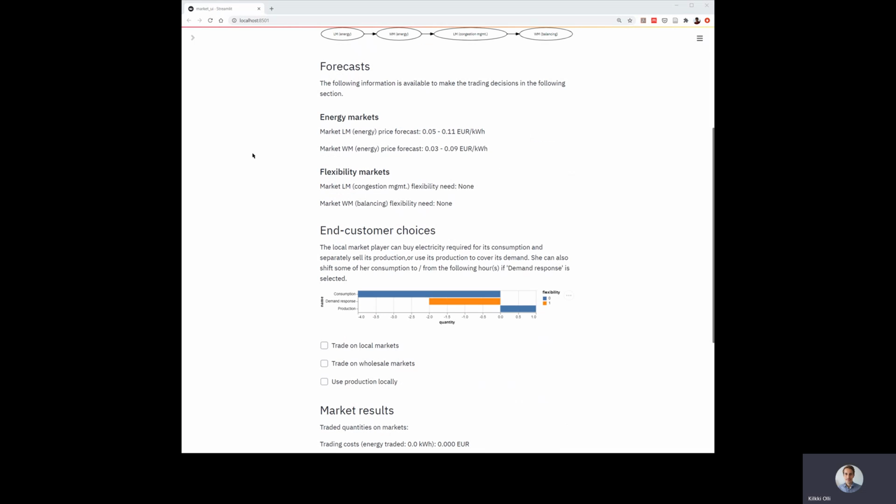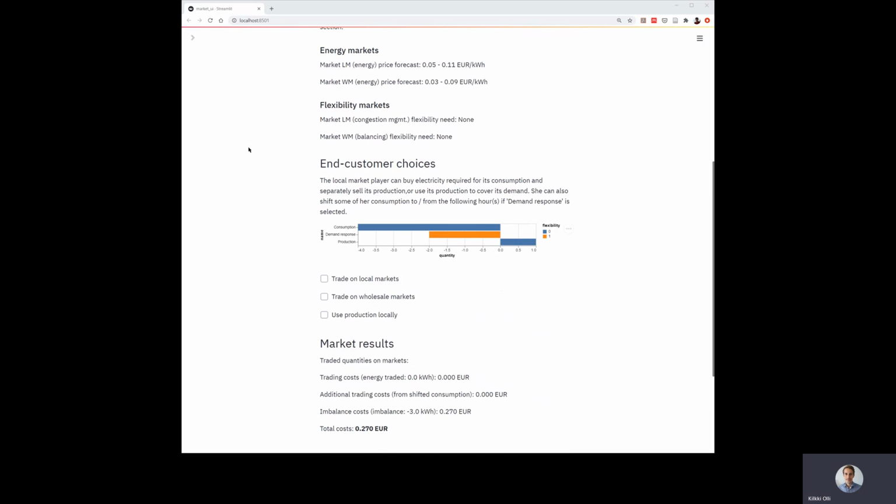Next we have forecasts for the available information before acting on the markets. So we have forecasts of the energy markets and the end customer resources. In this simple case we have only energy markets. So we have the local market for energy with a price forecast between 5 and 11 cents per kilowatt hour. And then on the wholesale level, price is potentially a bit lower, between 3 and 9 cents. And in this case, we don't consider the flexibility markets.